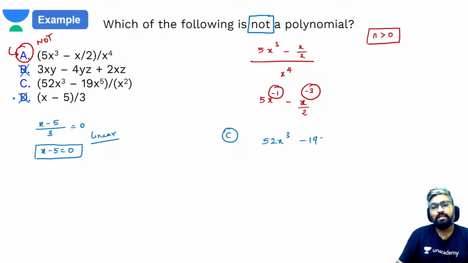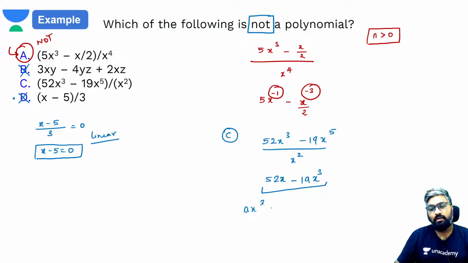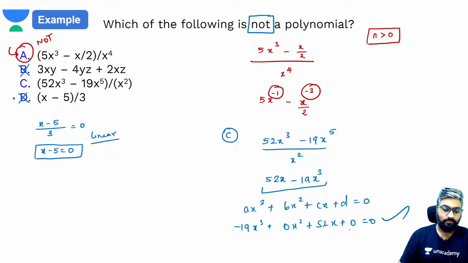52x क्यूब माइनस 19x पावर 5 बाई x स्क्वायर अगर मैं करूंगा तो व्हाट विल आई गेट? आई विल गेट 52x माइनस 19x क्यूब. ये पॉलिनोमियल है. इसको मैं ax टू द पावर 3 प्लस bx टू द पावर 2 प्लस cx प्लस d इक्वल टू 0 के फॉर्म में लिख सकता हूं, है ना? यस और नो? a का वैल्यू माइनस 19, b का वैल्यू 0, c का वैल्यू 52, d का वैल्यू 0. ये पॉलिनोमियल है. आई होप यू आर अंडरस्टैंडिंग दिस. ठीक है. ऑप्शन B, ऑप्शन C, ऑप्शन D तीनों पॉलिनोमियल है.